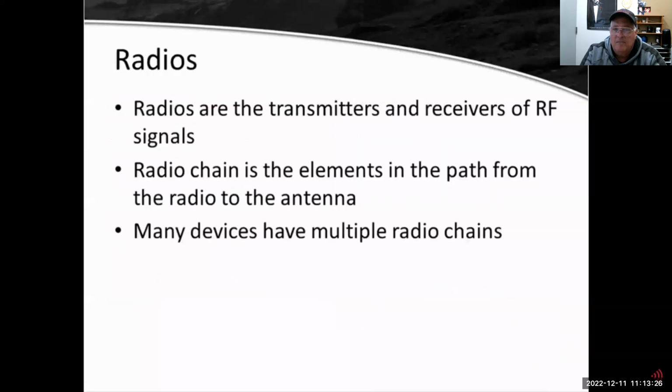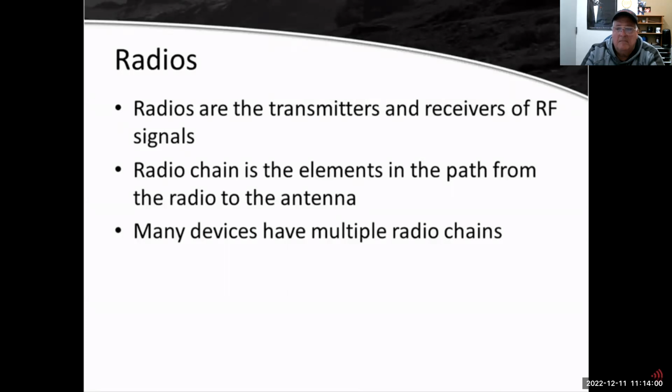Now, the last thing I mentioned for RF basics is the radios. So the radios are the transmitters and receivers of RF signals. The antenna is not actually the transmitter. The antenna is the radiator. The antenna simply allows the electromagnetic waves to go out of it into free space and propagate, but it's not the actual transmitter. The transmitter, you could say, is the entire radio chain, the combination of the radio, any cables or connectors, the antenna, all of it together becomes a transmitter. It's also called an intentional radiator.